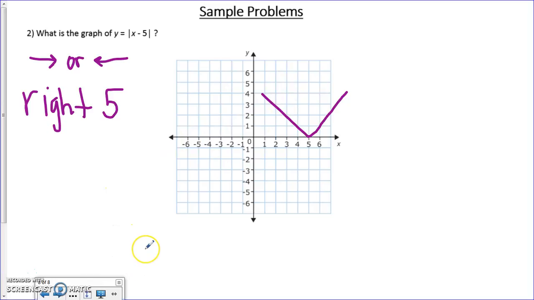We will do more with this tomorrow, but make sure you get the important parts down: inside the absolute value symbols, think opposite, left or right, but opposite. Outside absolute value symbols, up or down. If it's plus, up. If it's minus, down.